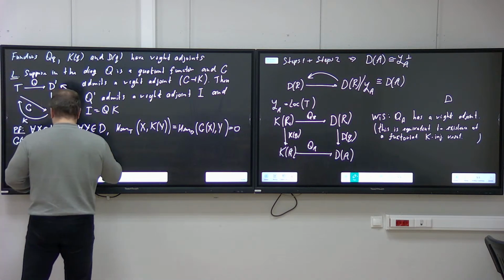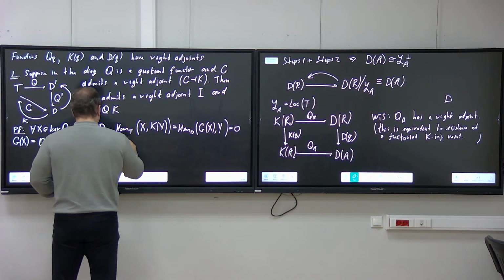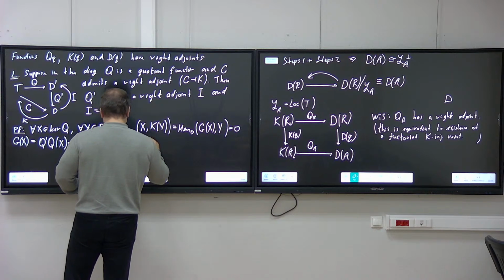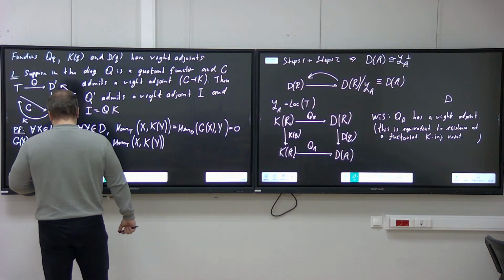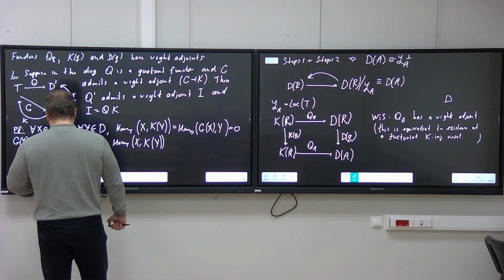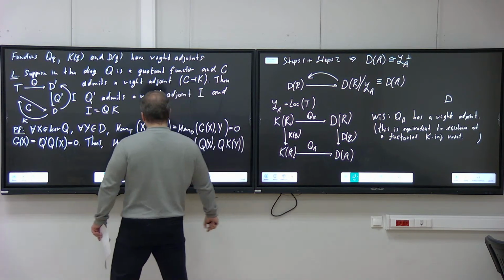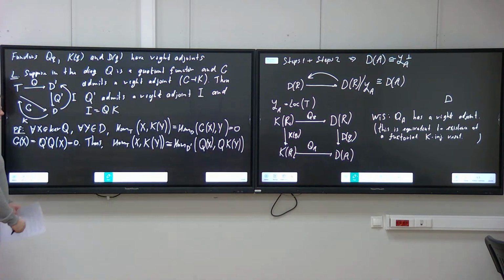For this reason, if I look at the home in the category T from the object x to the object y, then I can identify it with the home of q(x) and q(y). That is because this functor, what I'm doing here is just applying functor q on the homes, right?